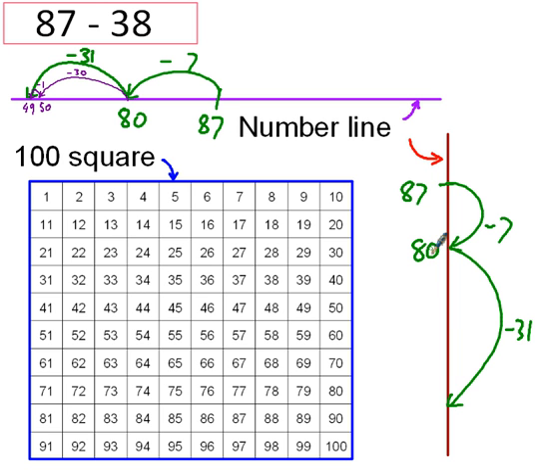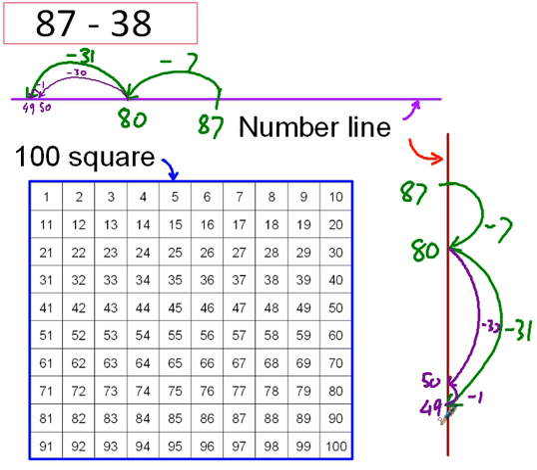Okay, so 80 take away 31. Again, if I just partition that, I can partition that into taking away 30, and then taking away 1. And that would be 80 take away 30 is 50. 50 take away 1 is 49. So I'm using a combination of mental subtraction techniques there.